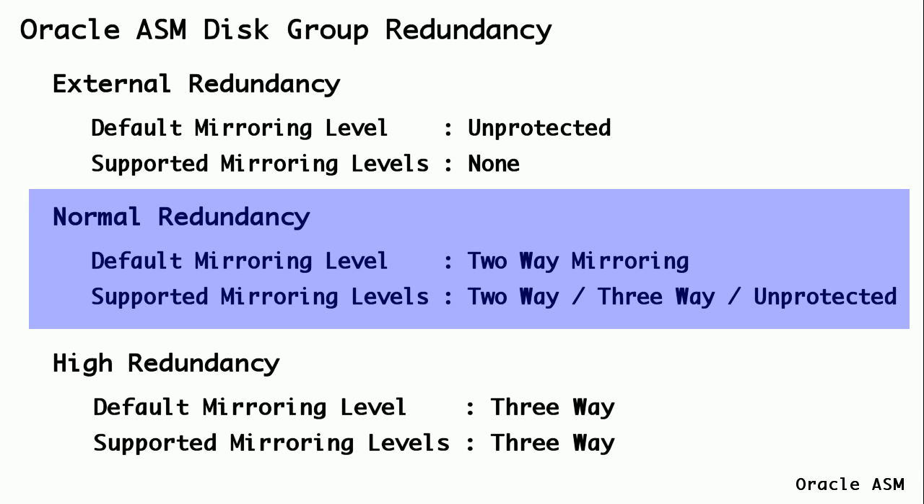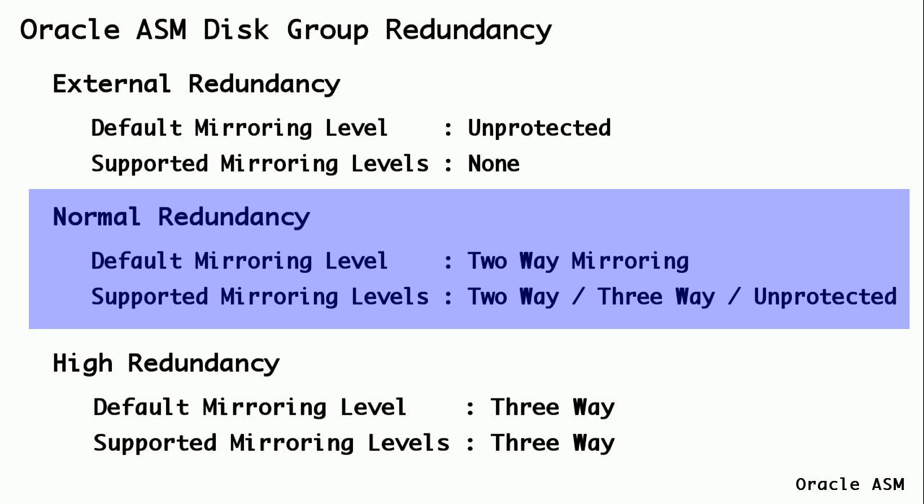With normal redundancy, by default, ASM provides two-way mirroring. All files are mirrored so that there are 2 copies of every extent. A loss of 1 ASM disk is tolerated. Default mirroring level for normal redundancy disk group is 2-way mirroring. Optionally, 3-way mirroring is supported for normal redundancy disk groups.